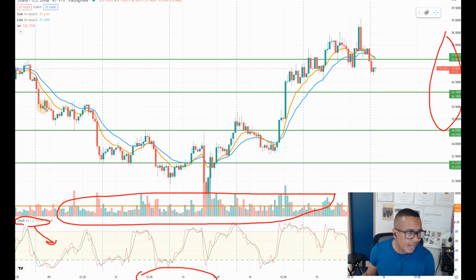The other thing I have in here that you may be wondering about: what is this blue line and this orange line? They represent an exponential moving average. There is simple and exponential moving average. Exponential moving averages are basically an average of all of the price action throughout a certain amount of time, right? And they also start forming a pattern.